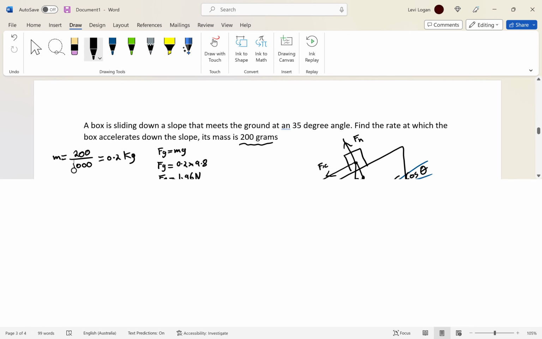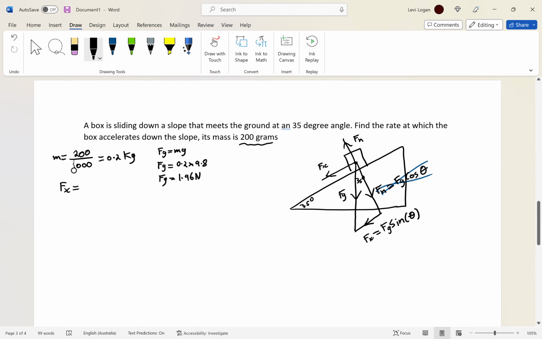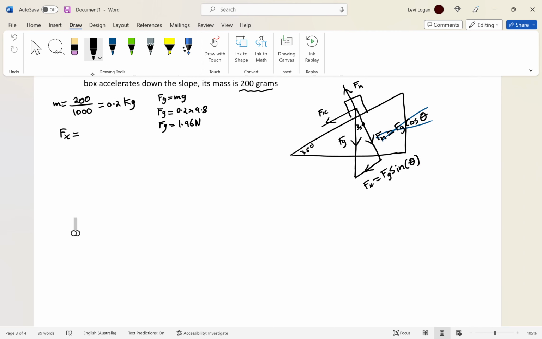Sorry, my computer's lagging a bit. Alright, so Fg is 1.96 times the sine of 35. Okay, put that into your calculator and that'll give you the force down the slope, sine of 35, and we get 1.12 newtons.